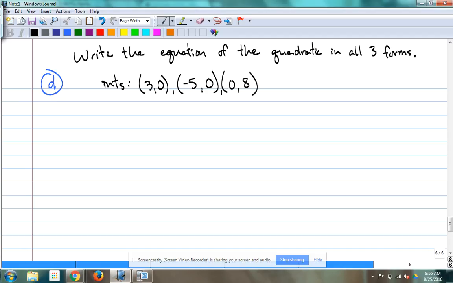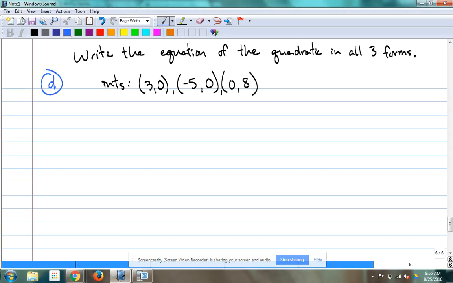They've given us intercepts. What form do you think we need to start with? Intercept form. Okay, so that's what we're going to start with. If they gave us the vertex, what would we start with? Vertex form. If they gave us just 3 random points, that's where the standard form would come in. You're either going to get intercepts or vertex for me. That's what I want you to be able to do. So we're going to start with intercept form.